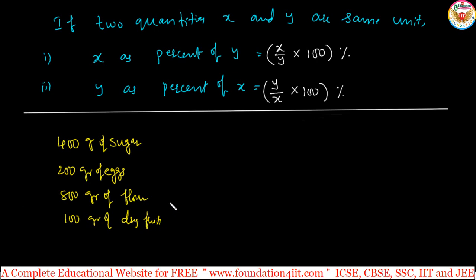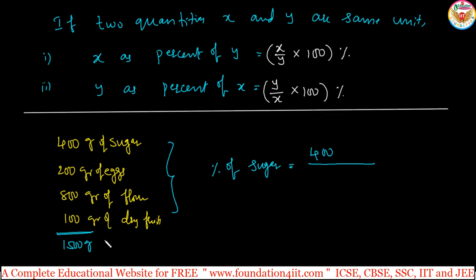Now the question is, what percent of sugar is present in the whole? So we are supposed to find the percentage of the sugar. That means take the sugar quantity, 400, by the total quantity. If you add all of this: 400, 200, 800, plus 100. So altogether you have to add. 6 and 8 is 14, plus 1 is 15. 1500 grams is the total.